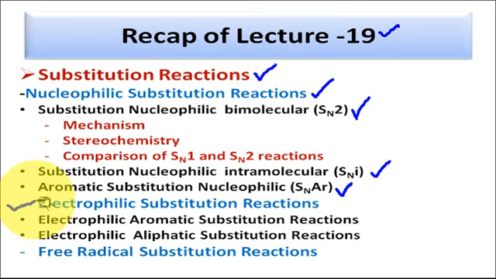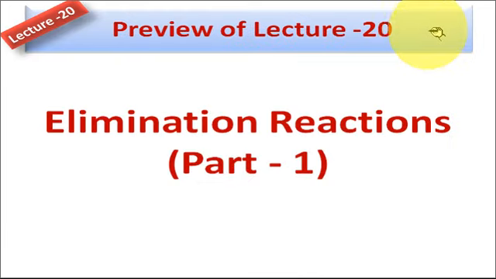After that we learned about electrophilic substitution reactions, in which we discussed electrophilic aromatic substitution as well as electrophilic aliphatic substitution reactions, and we learned that electrophilic substitution reactions are the characteristic reactions for aromatic compounds. Then we learned about the mechanism of free radical substitution reactions that we discussed in lecture 19. Now in today's lecture we are going to learn about the elimination reaction in detail.